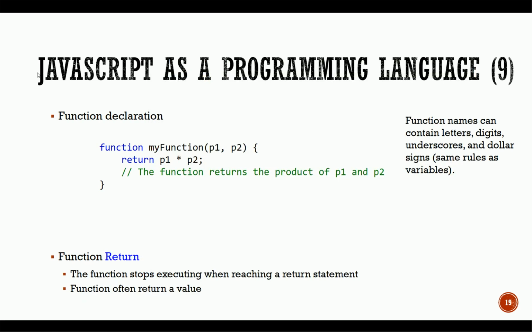When JavaScript reaches the return statement that we see at the end of the function, the function will stop executing and jump out of the curly brackets. If the function was invoked from a statement, JavaScript returns to execute the code after the invoking statement. And the function often computes a return value, as we see in the previous example, and that value is returned to the caller.